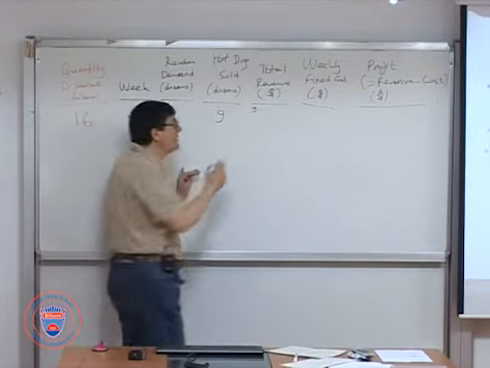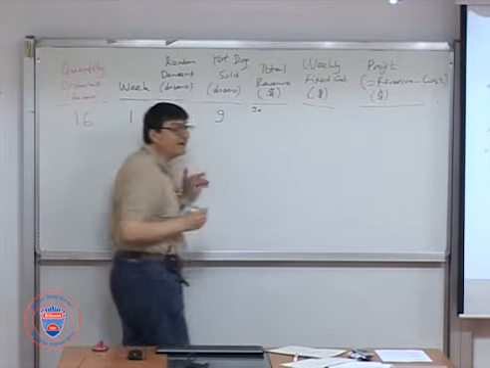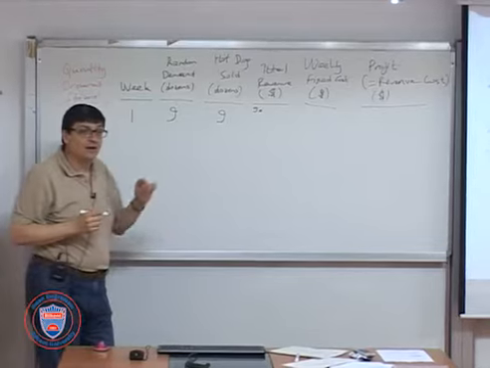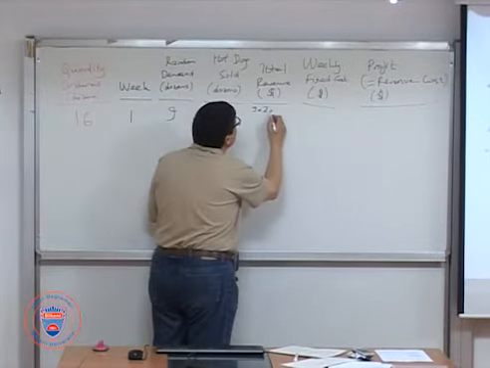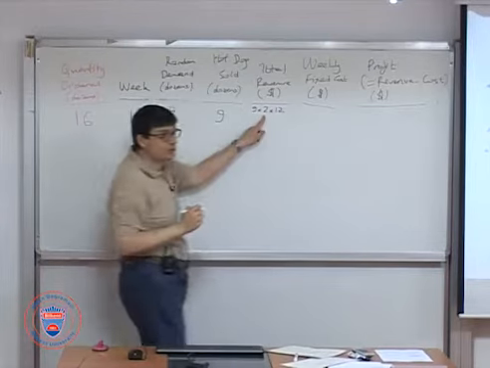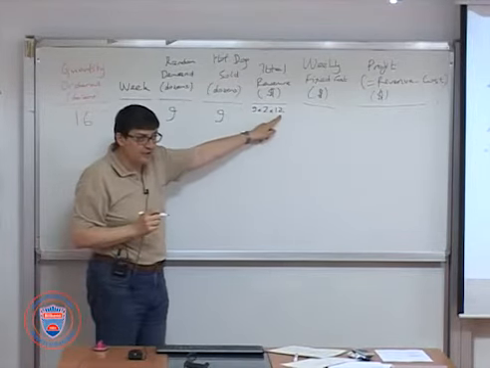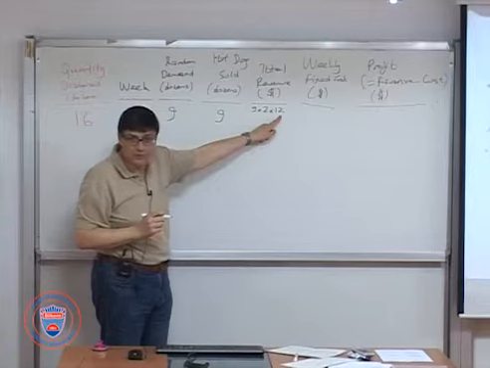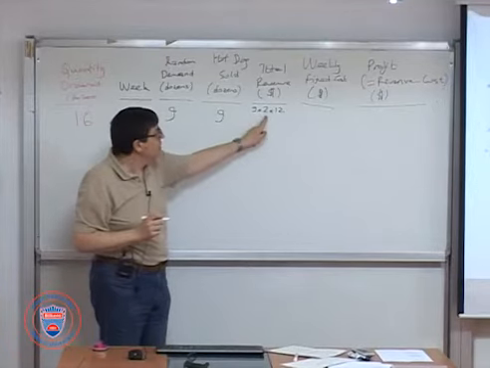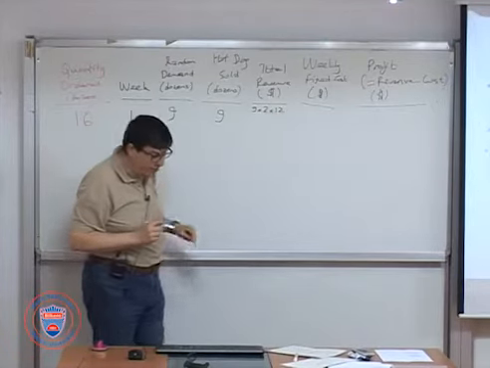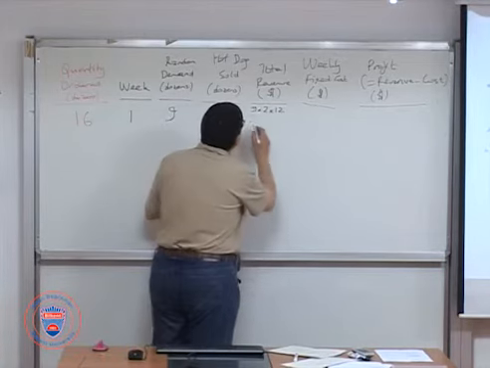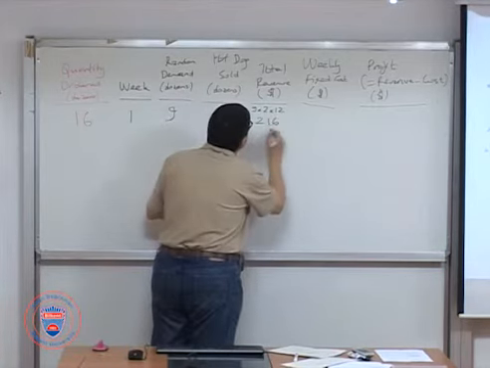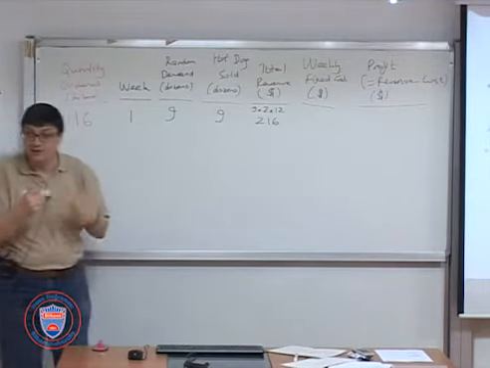For each dozen, what is the revenue that I obtain? 24. Actually, let me write this as 2 times 12. This is $2 per unit, and 12 is the number of units in a dozen. So this is 9 times 24. And as a result, I'm going to have $216 as my revenue.